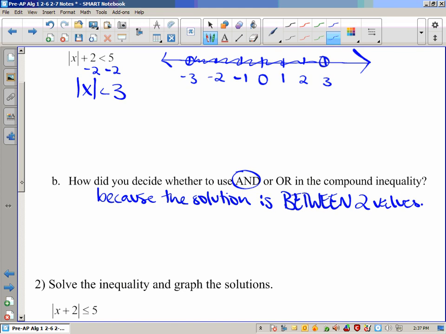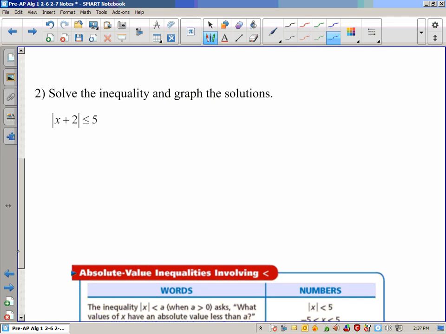So we could write the solution to this as all numbers between negative 3 and 3. Take a look at this one. This says less than or equal to, but it says absolute value of x plus 2. Not like what we had before. So I can't take that 2 outside of the absolute value.